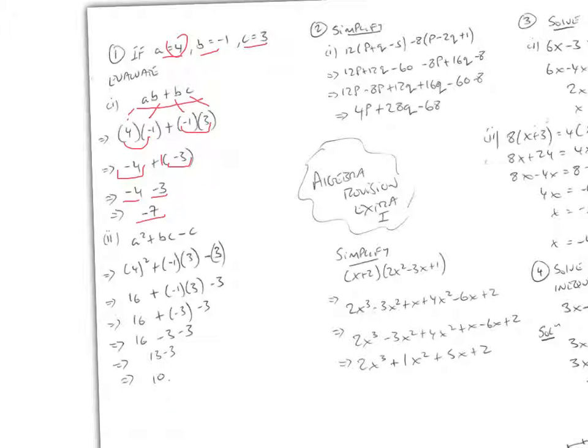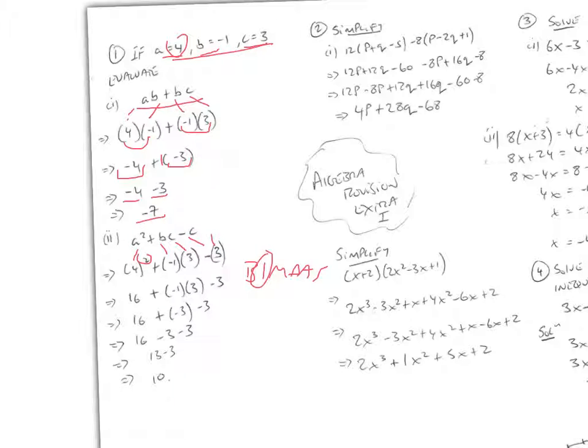Second one, a squared plus bc minus c. So we're going to evaluate that by substituting in these values where we see a, b, and c. So that means we have 4 squared plus -1 in brackets for the b, and 3 in the brackets for the c, minus 3 in brackets. Okay? So if we're going to follow the BIMDAS rule, we'll look at the indices.